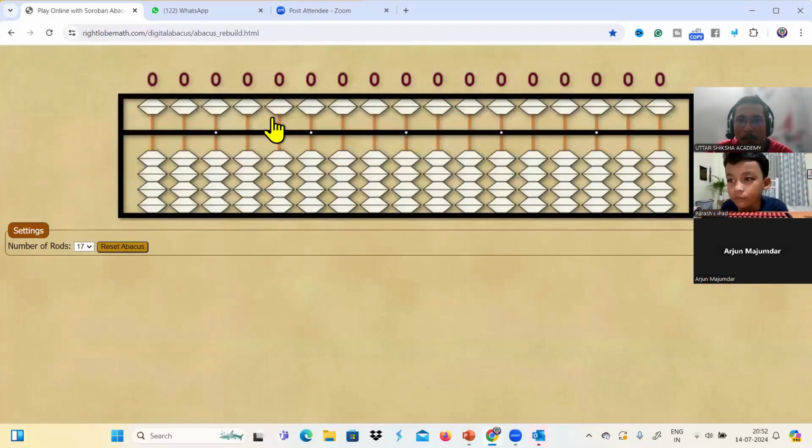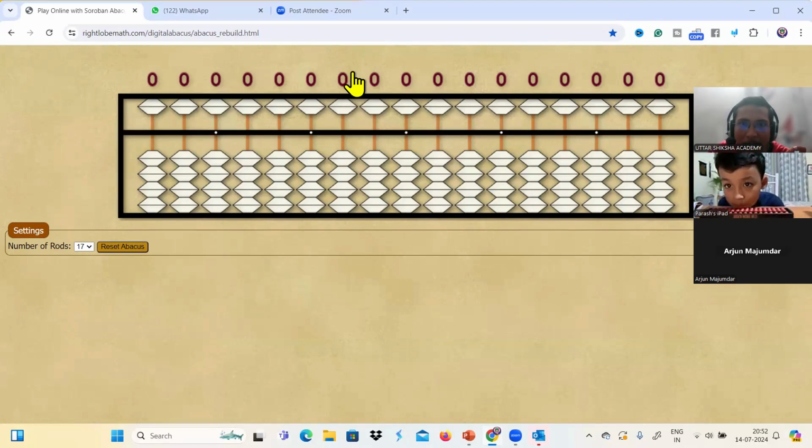So this is the 0 position. Now to start representing numbers in the abacus, you have to choose any rod which is having a unit dot.